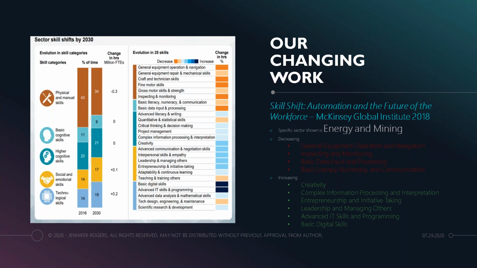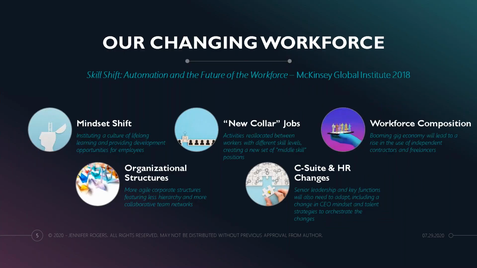And I won't spend a lot of time on this, but this image really is some great work that was done by McKinsey that really is talking about sector skill shifts, primarily in energy and mining by the year 2030. And what we see is really less time by our colleagues spent on physical and manual skills and basic cognitive skills, and an increase in higher cognitive skills, social and emotional skills, and technological skills. So we've got to reach our workforce, and we've got to reach them in very different ways and engage them to do different skills as we go forward.